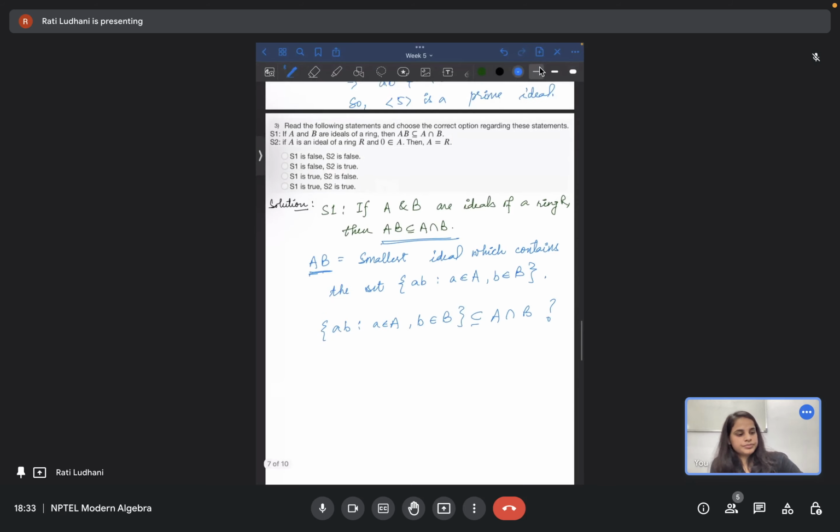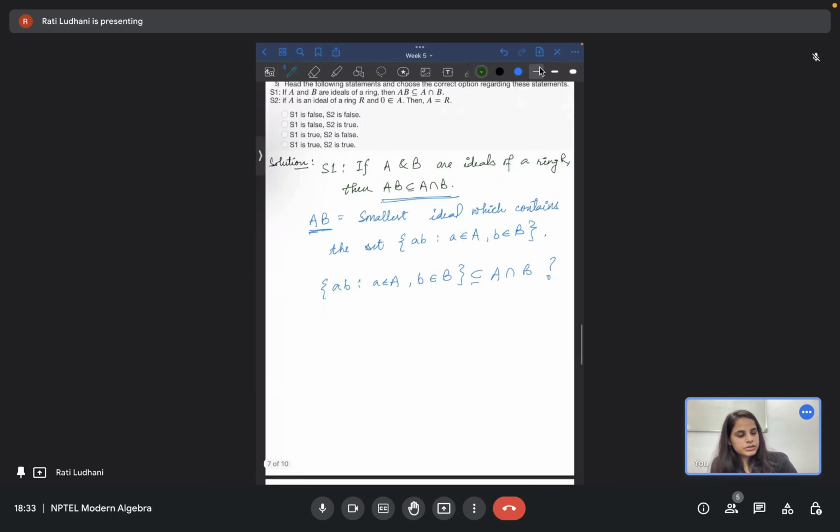So this is your case: ab, where a belongs to A and b belongs to B, is contained in A intersection B. If you want to prove that, what should we prove? That all of these elements are in A and also in B. So let's check. Take an element ab where a belongs to A and b belongs to B. Then if you see, a belongs to A, right?